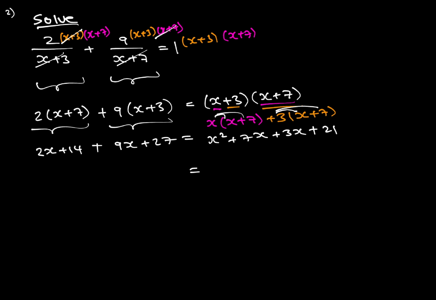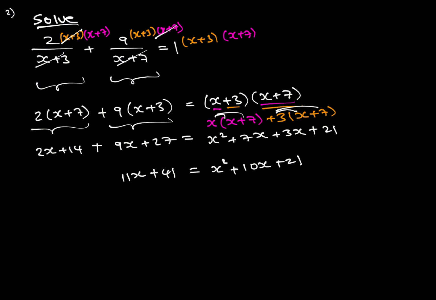At this point, I'm just going to tidy everything up and gather like terms, simplify. So I've got 2x plus 9x is 11x. 14 plus 27 is 41. And that's equal to x squared plus 10x plus 21.